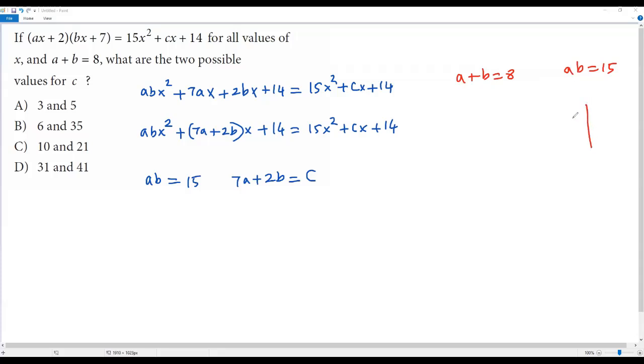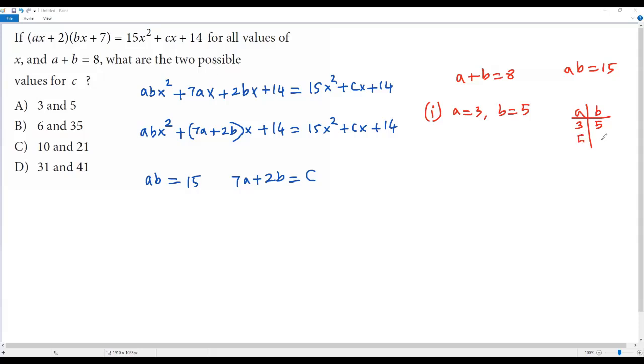Okay, so let me test. In my first option, I'm taking a equals 3, b equals 5. Because if I take a equals 3 and b equals 5, what I will get is 3 + 5, which is 8, and 3 times 5 is 15. So this particular pair of values for a and b satisfies both conditions. So my first option for the values of a and b is a equals 3 and b equals 5. Actually we have to find two possible values for c, so we have to get one more option.